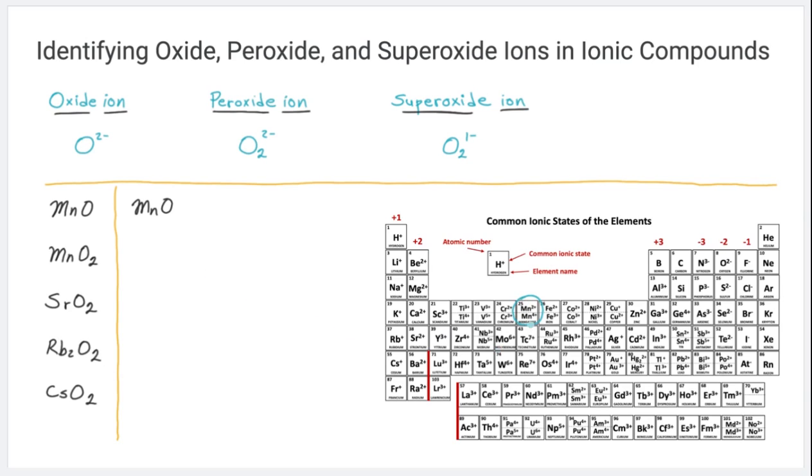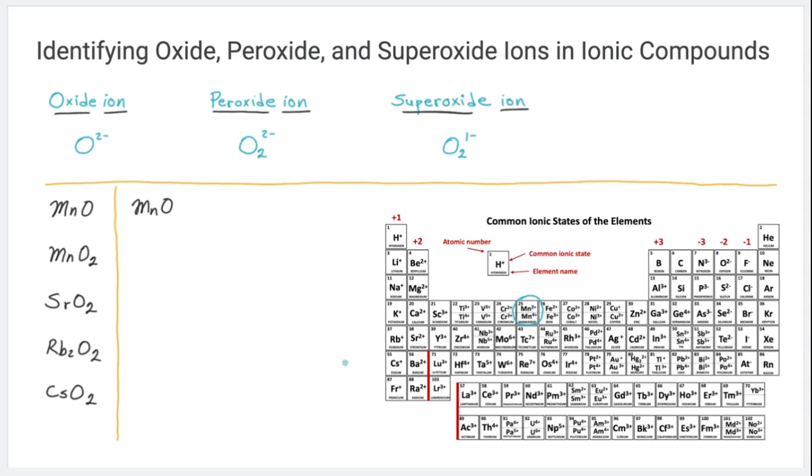It is a transition metal. We know that for transition metals, the charges are not that predictable, right? They change. In this case, they can be +2, +4, +3, +7. So it can give you some charges that are not given in this table. They are not predictable.